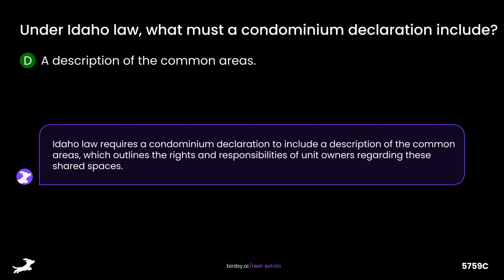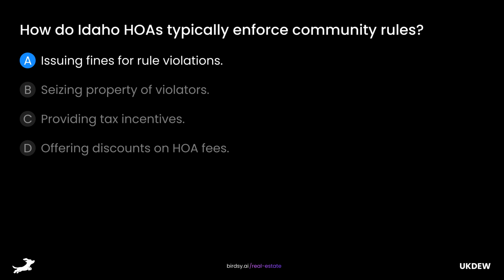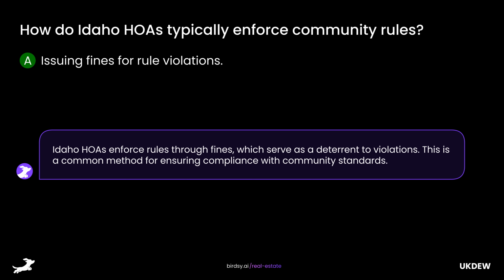Idaho law requires a condominium declaration to include a description of the common areas, which outlines the rights and responsibilities of unit owners regarding these shared spaces. How do Idaho HOAs typically enforce community rules? Is it A, issuing fines for rule violations, B, seizing property of violators, C, providing tax incentives, or D, offering discounts on HOA fees? The answer is A, issuing fines for rule violations. Idaho HOAs enforce rules through fines, which serve as a deterrent to violations. This is a common method for ensuring compliance with community standards.